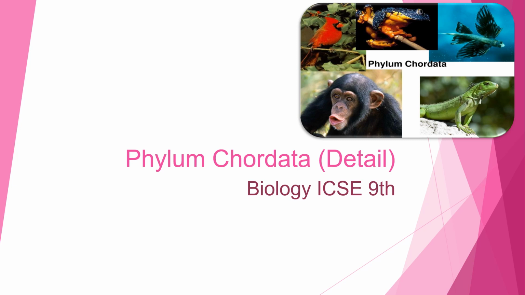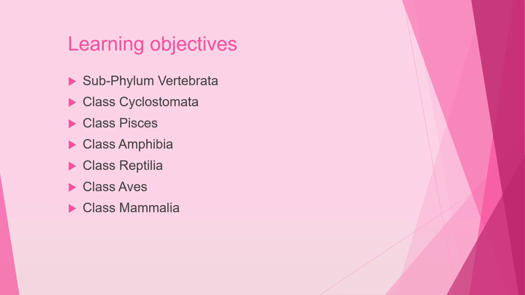So let us start today's topic of phylum Chordata. In this episode, under the subphylum Vertebrata, we are going to learn 6 classes: Cyclostomata, Pisces, Amphibia, Reptilia, Aves and Mammalia. The terms Amphibia, Reptilia, Aves and Mammalia are quite familiar to us, but Pisces and Cyclostomata are a little less known, so we should know them.